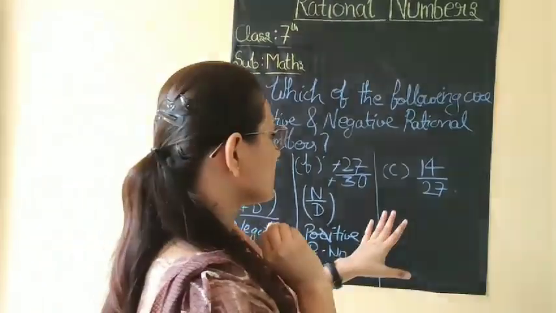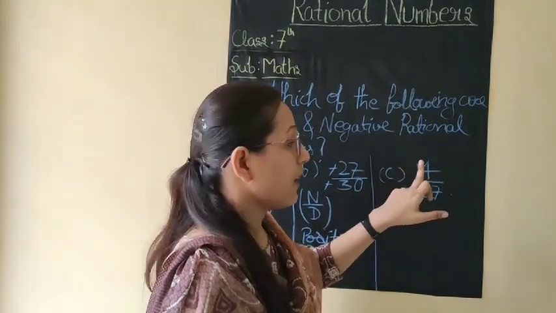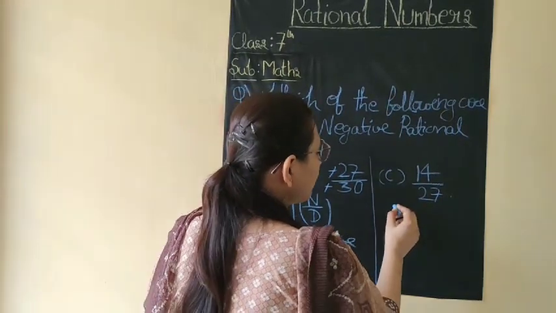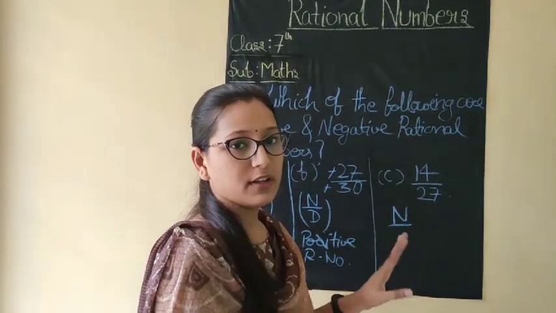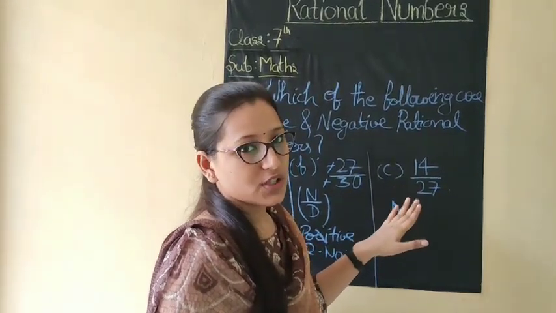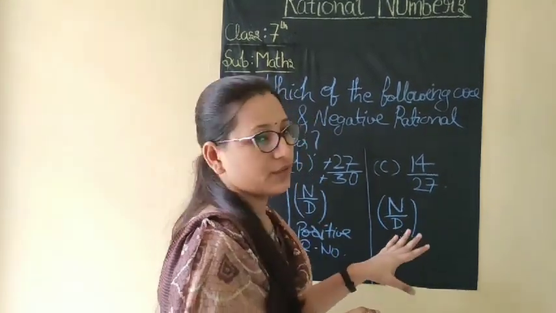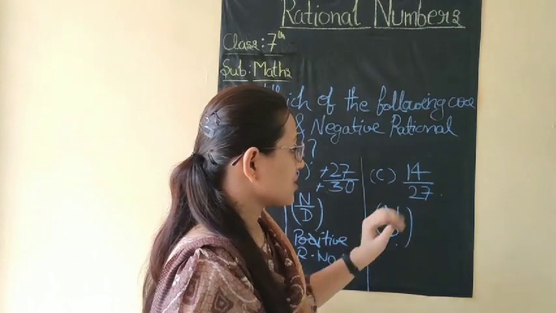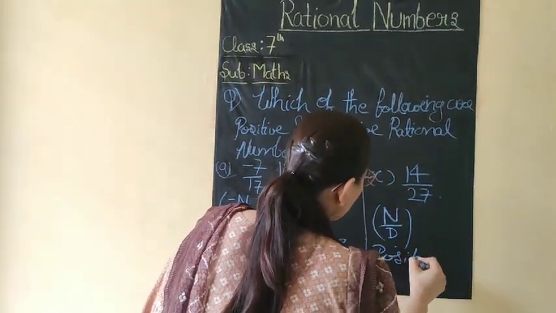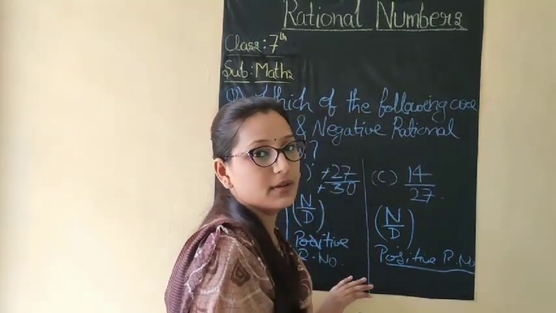Now come to part C. The numerator is positive and the denominator is also positive. This means that a rational number having a positive numerator and a positive denominator is called a positive rational number.